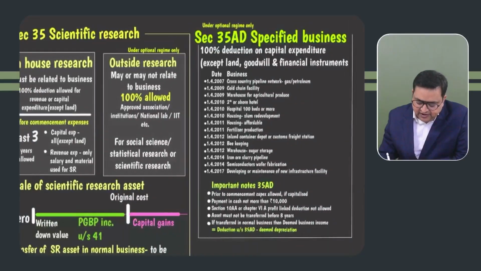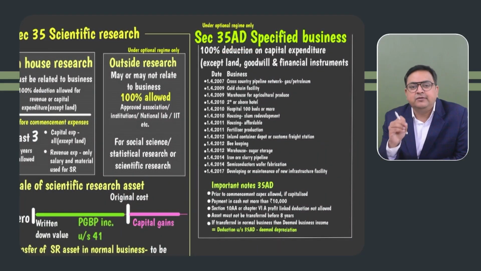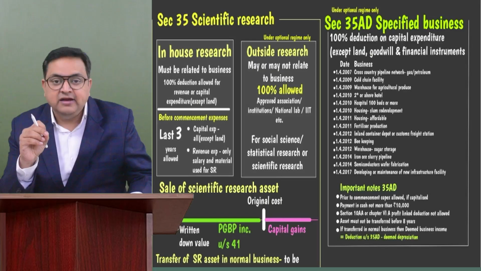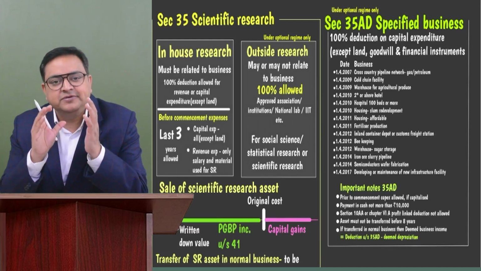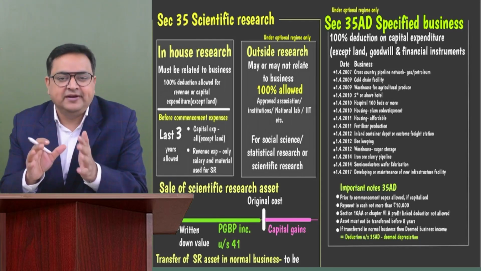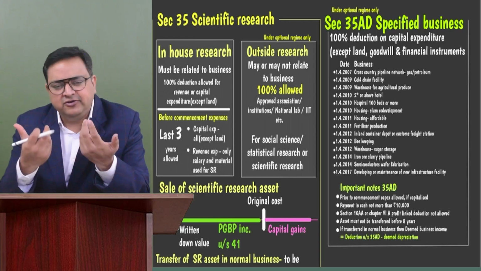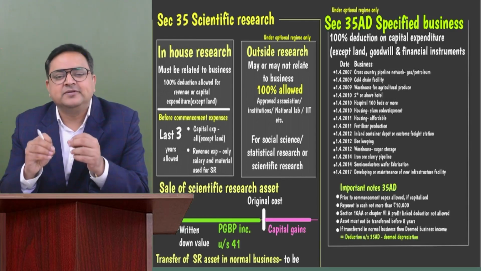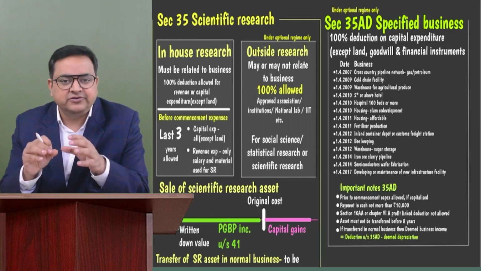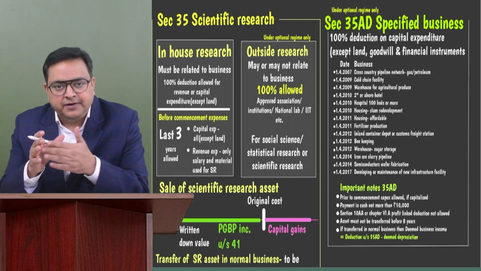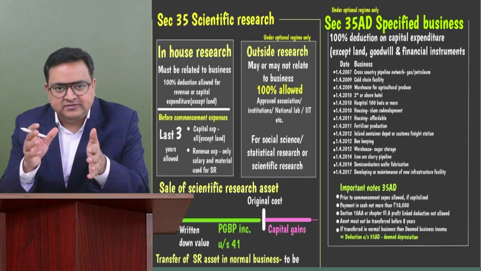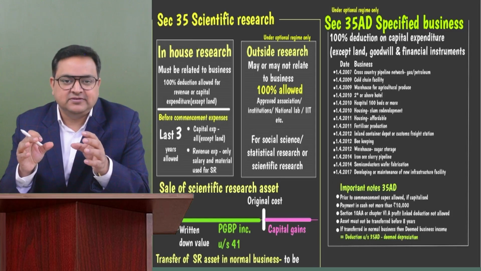Then section 35AD is specified business, 100% deduction. Here it is an investment based deduction where 100% deduction is allowed only on capital expenditures. Revenue expenses, they are normally allowed under section 30 till 37. Revenue expenses are already allowed, but capital expenses now assessee can claim 100% deduction if the assessee is having any of these 14 businesses. So these 14 businesses are called specified businesses.